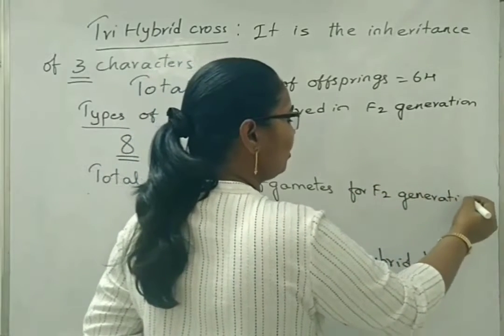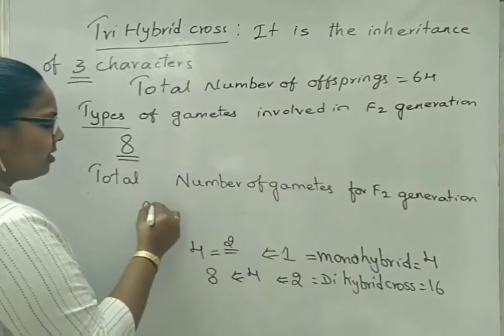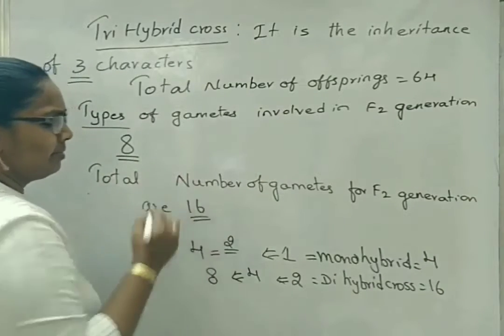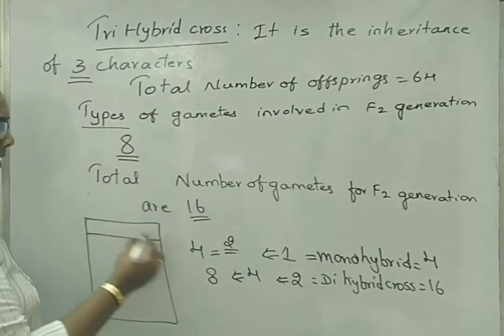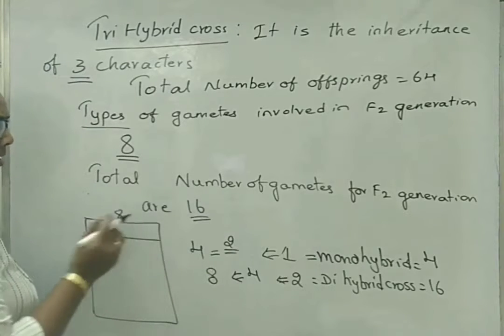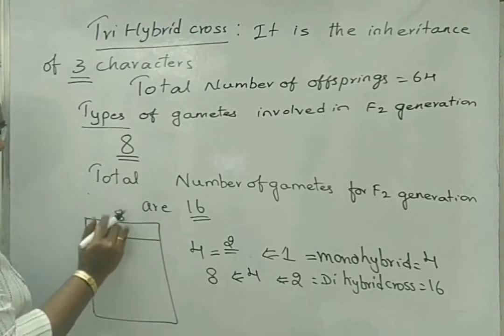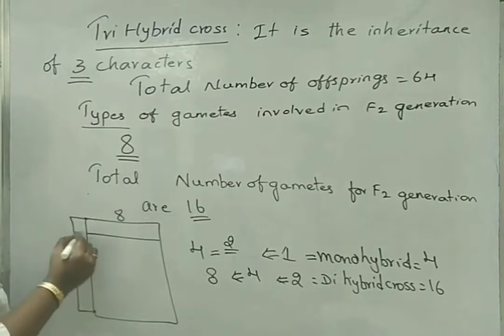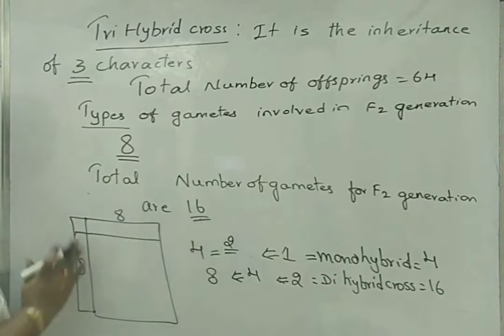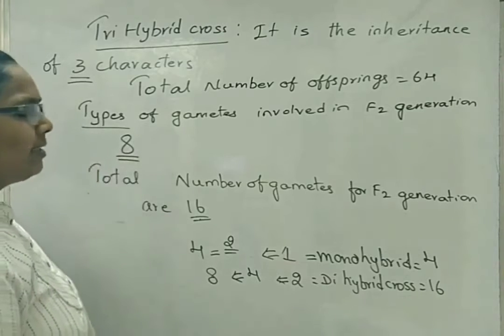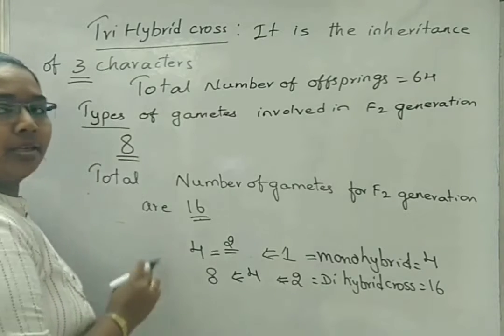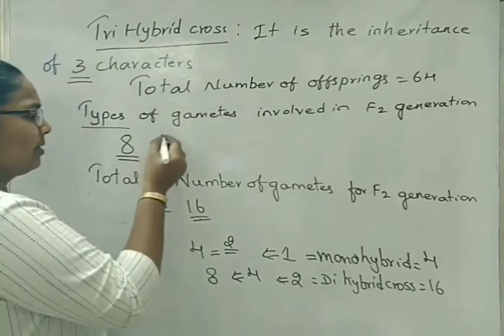When we are framing out the Punnett square, when we write a Punnett square like this, we used to represent first 8 on the top area and on the left side we used to represent another set of 8. So total number are 16. Now here, what are the 8 types of gametes that are involved for the F2 generation?